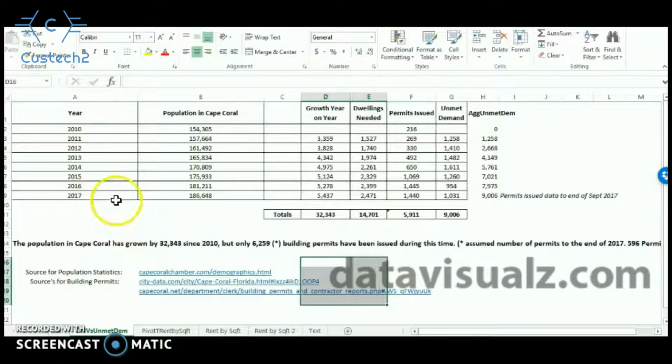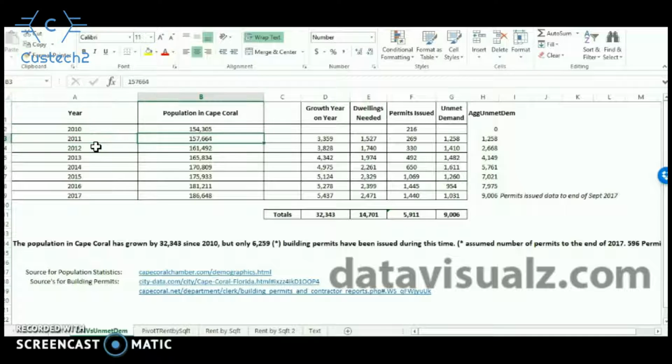So to get started, this is another Excel spreadsheet, and here the data is about population in Cape Coral and how it's increasing. I can clearly see that it's increasing from 2010 to 2017, and this is growth year on year, 157,000 less 154,000, so somewhere around 3,000. The increase is at a higher rate, not a constant 3,300: 3,300, 3,800, 4,300, 4,900.